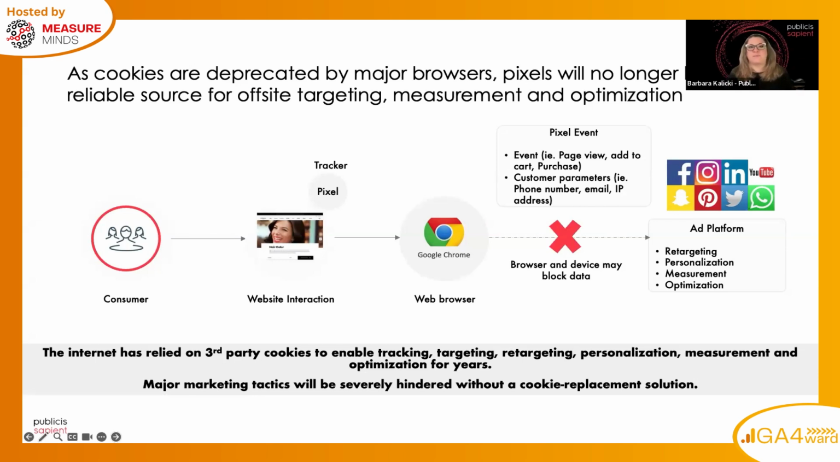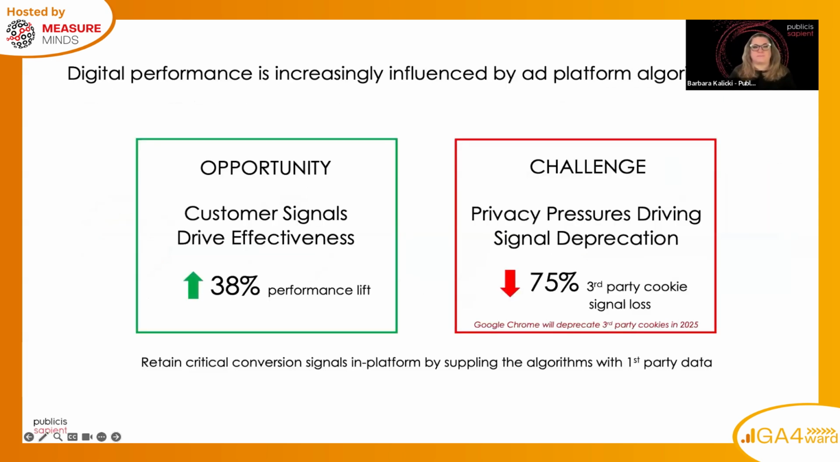Well, when browsers start blocking these cookies, where that big red X is, there'll be no more data going to the ad platform. So all your marketing activities, your retargeting, your personalization, your measurement, your optimization, even some of your Google Analytics data will be lost. So this is why we're saying to all of our clients, start thinking about a first-party data strategy now.